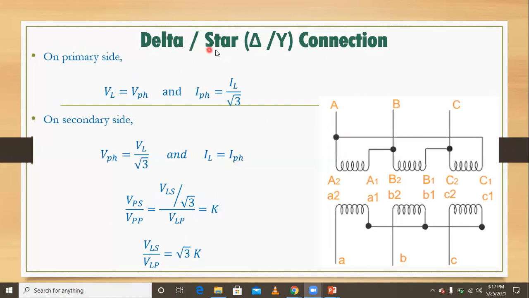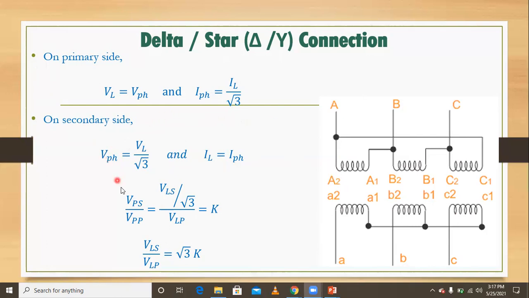Understand? And then the delta star connection. In delta star connection, the primary side is delta connection. Delta is a closed loop, that's why it's called delta. And for the star, all windings are connected at a common point, that's why it is called star. On the primary side, delta, phase voltage is equal to line voltage, and phase current is equal to line current by root 3. And on the secondary side, star, that's why phase voltage is equal to VL by root 3 and phase current is equal to line current.